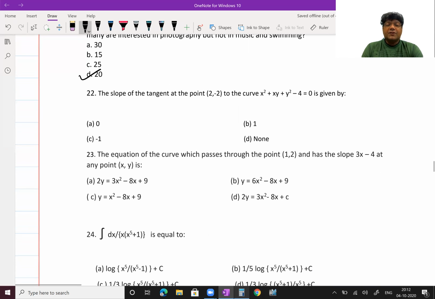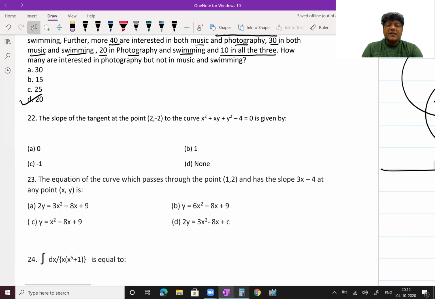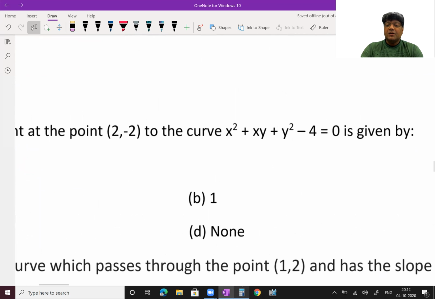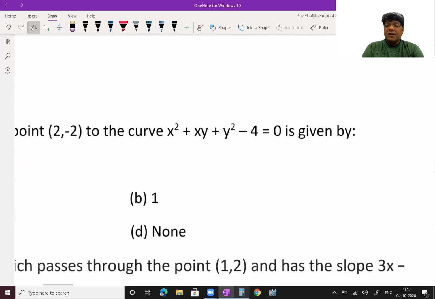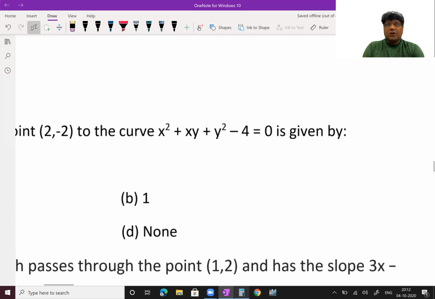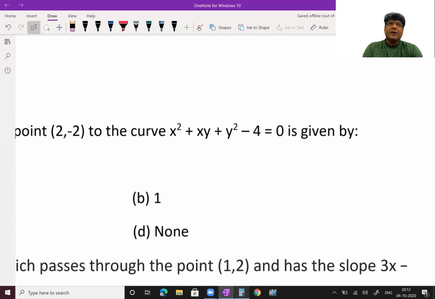Now, question number 12. Slope of the tangent at the point 2 comma minus 2 to the curve. Guys, I have taught this to you. Slope of the tangent means dy by dx. I have taught you the shortcut also. You can apply the shortcut or the long cut. I am directly writing the shortcut. See what shortcut I have taught to you.